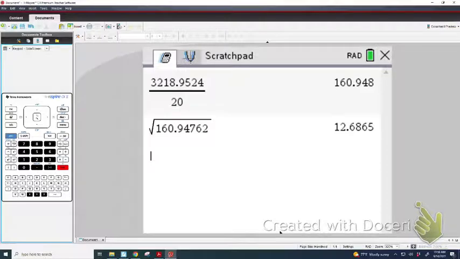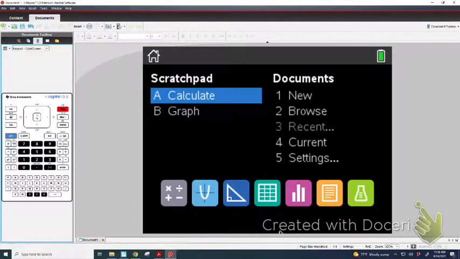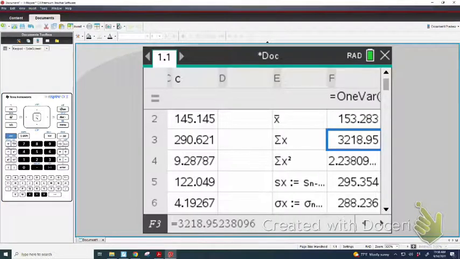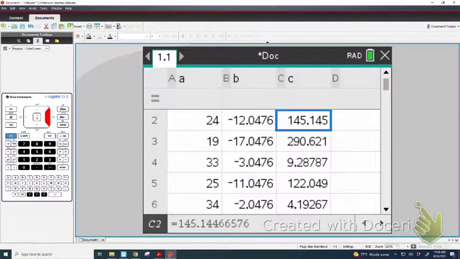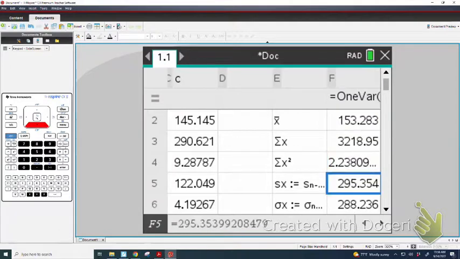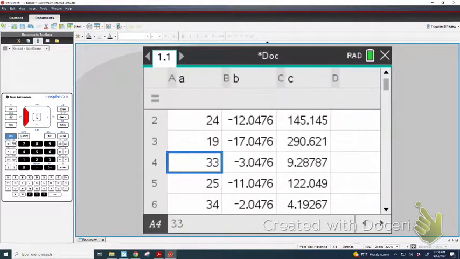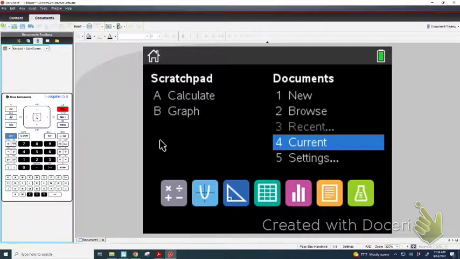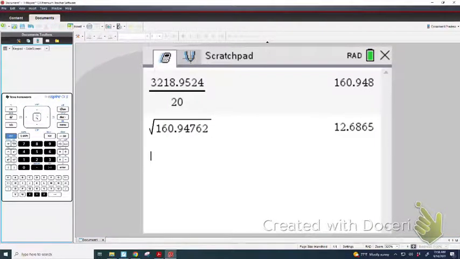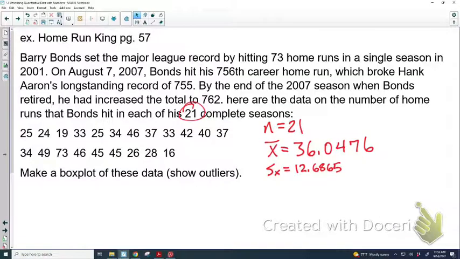Now, you guys watched all those steps with the spreadsheet. That's letting the calculator do a lot of math. In the old days, they used to do this by hand. That is no fun. I'll admit, I used to have to do it by hand. So be grateful. We are now using the calculator and one var stats to get this number. This number right here, 12.6865, is the standard deviation.